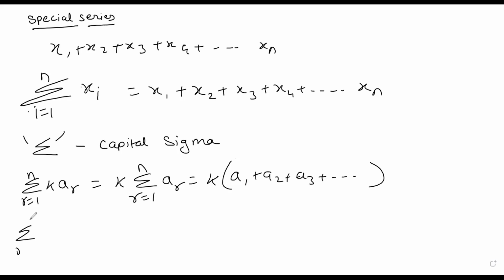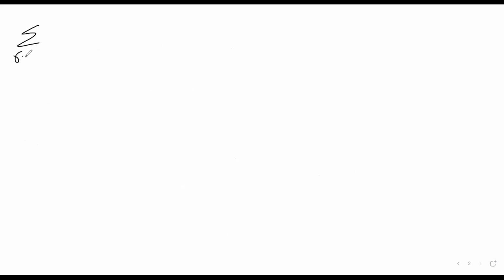Then next is summation r runs from 1 to n, ar plus or minus br is equal to summation r runs from 1 to n ar plus or minus summation r runs from 1 to n br. It is summation r runs from 1 to n, K is equal to Kn, because K will get added for n times. Summation r runs from 1 to n, 1 is equal to n.